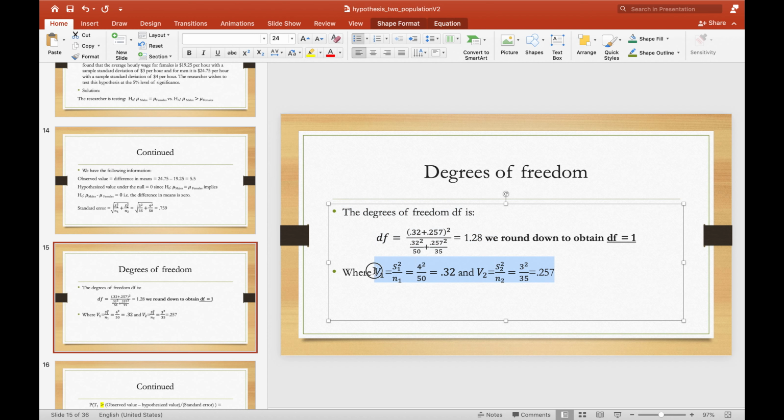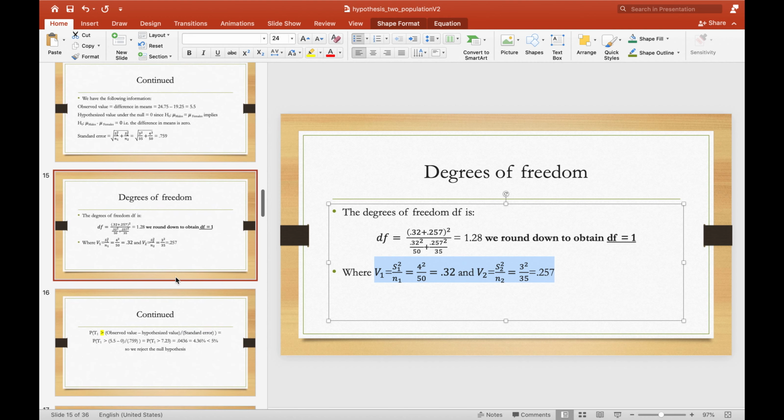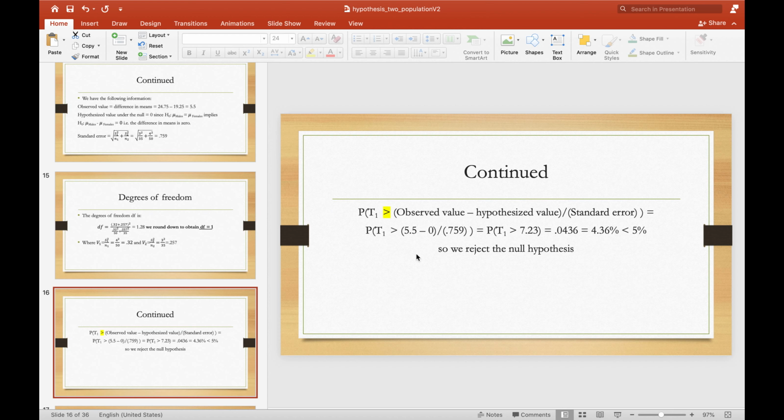Now, some side calculations that were needed to calculate degrees of freedom were this V1 and V2, which is the square of the standard deviation divided by its sample size, and then we plug it into the formula for degrees of freedom. So we want to test this hypothesis, so we have a t-distribution with 1 degree of freedom that's greater than the observed value, which is 5.5. The hypothesized value is 0. We divide by our standard error, 0.759. And we get 0.0436. That's less than 5%, so we reject the null hypothesis. This was the p-value method.